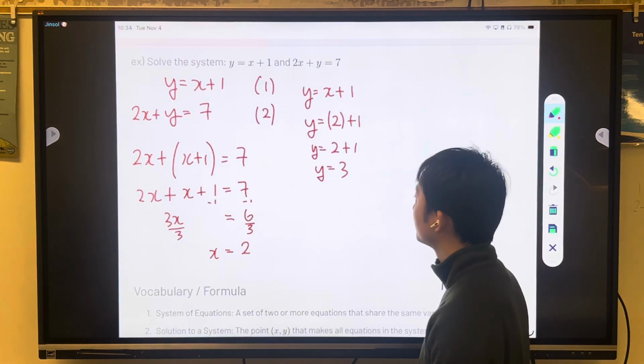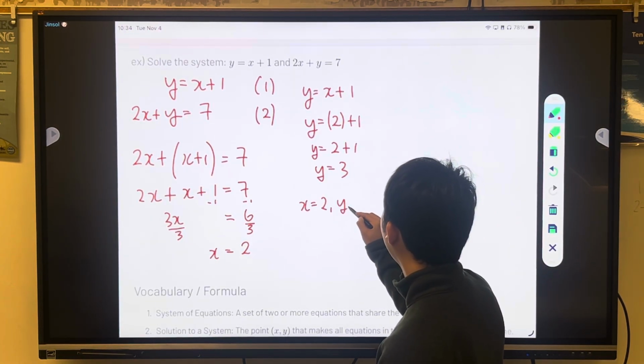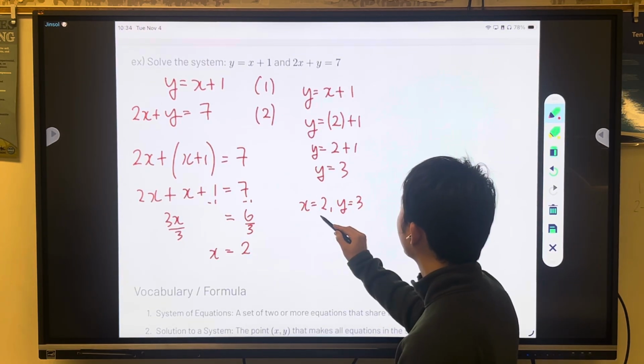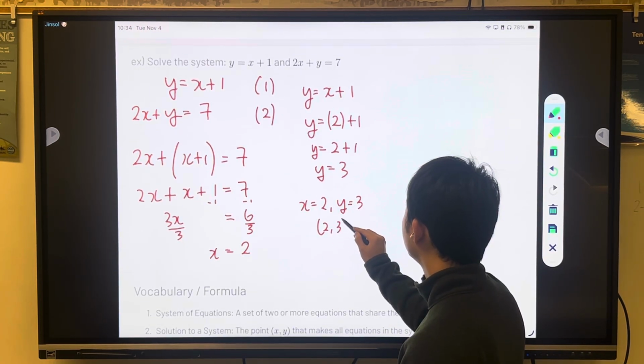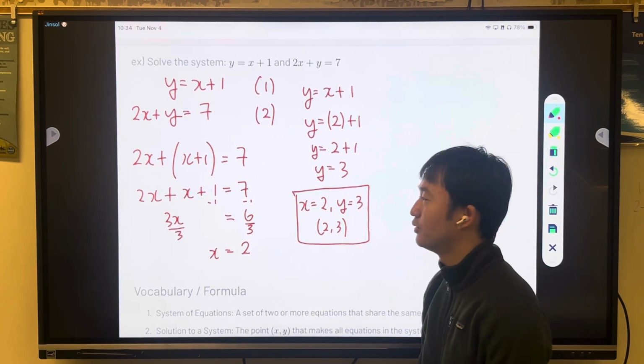And therefore, this concludes the question. I found that x equals 2 and y equals 3. Or we can write this as a coordinate, (2, 3). Either or.